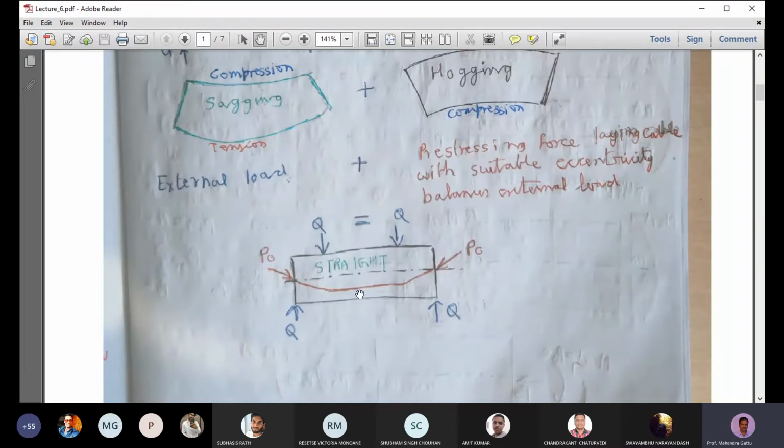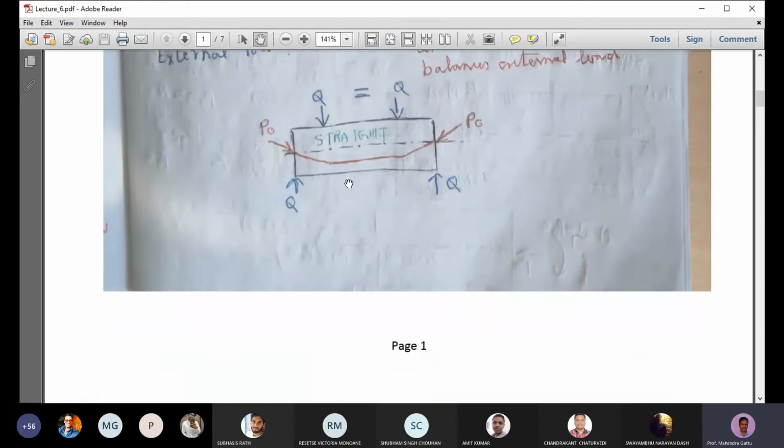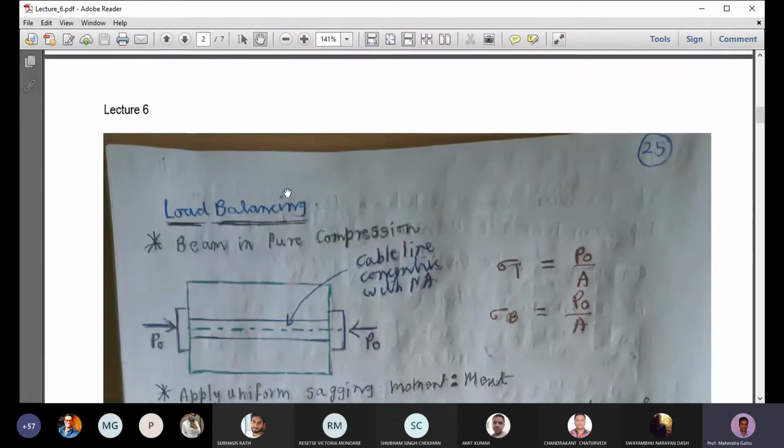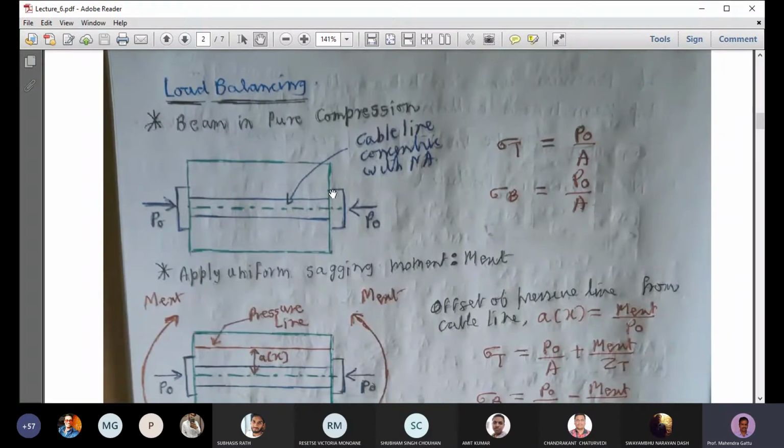We can do the analysis for this system using the pressure line diagram. We will know how to lay out the cable and what force P naught we should apply for a given layout so that it will balance the external loads. All that we can discuss using the pressure line concept. Before doing that, let's look at this beam.